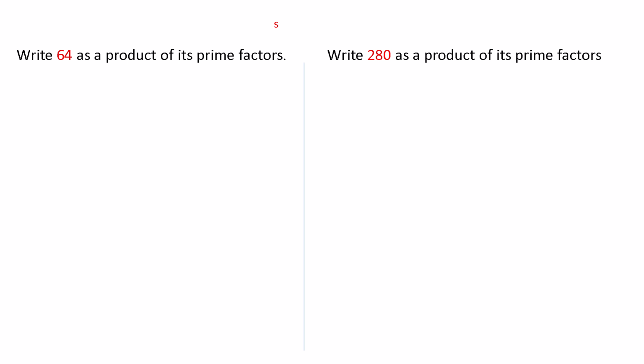Alright, here we have the first question. Write 64 as a product of its prime factors. So now we are going to break this number into a product of prime factors. Now, what does product mean in mathematics, any idea? Yeah. So, product means times. In mathematics, whenever you see this word, it means times. Okay.